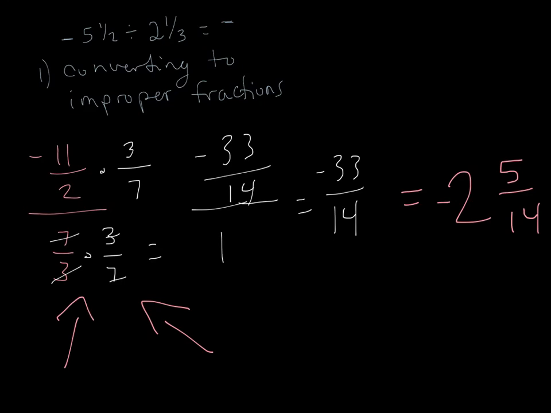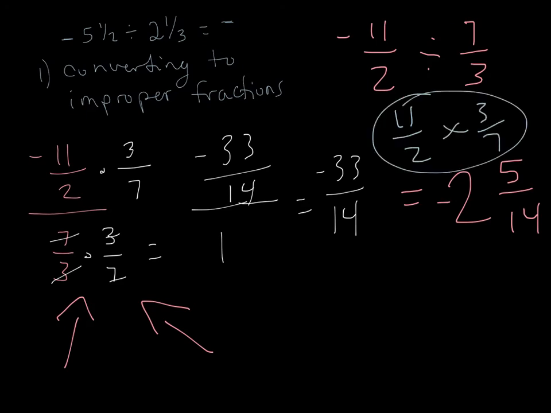Now for the problems that I ask you to do on the website, I'm going to ask you to show what's actually happening. We had negative 11 over 2 divided by 7 over 3. Instead of taking the shortcut of just rewriting it like 11 over 2 times 3 over 7, I'm going to ask that you go ahead and rewrite it, showing the steps, showing why it works.